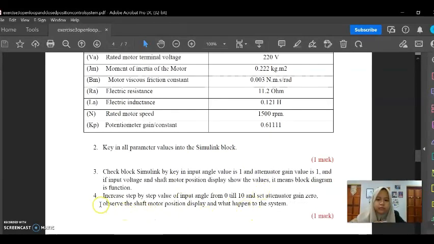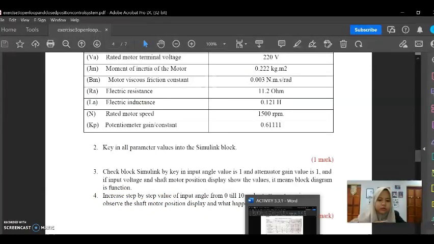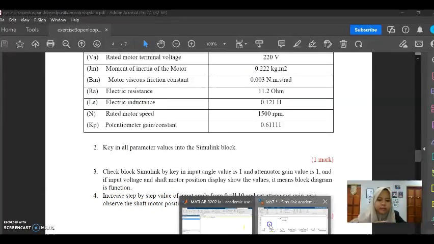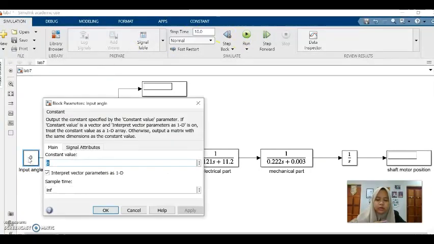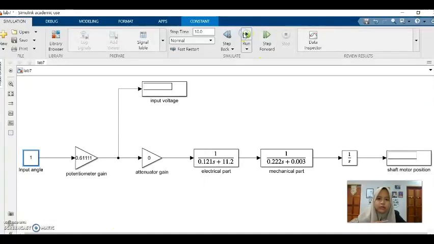Now we increase step by step the value of the input angle from 0 till 10 and set the attenuator gain to 0. Then observe the shaft motor position display and what happens to the system. We need to increase the input angle from 0 to 10. This is the input angle, so here it is 0. Then the attenuator gain is 0. Then we must increase it to 1. Then we run.